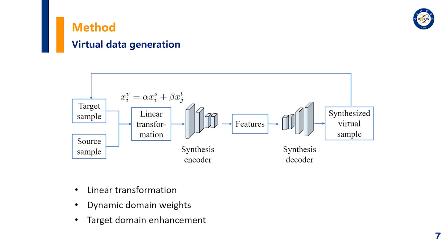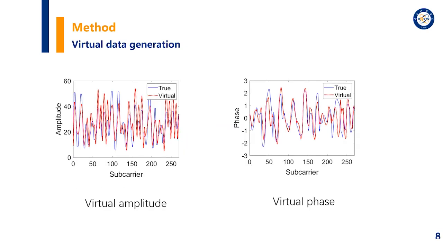In addition to the domain weights, the synthesis autoencoder tries to make the virtual data close to the target domain data by minimizing the distance between the synthesized virtual data and the target domain data. The red curves in the two figures show the virtual amplitude and the virtual phase. They are similar to the real target domain samples, thus can be used to train the model for the target domain.